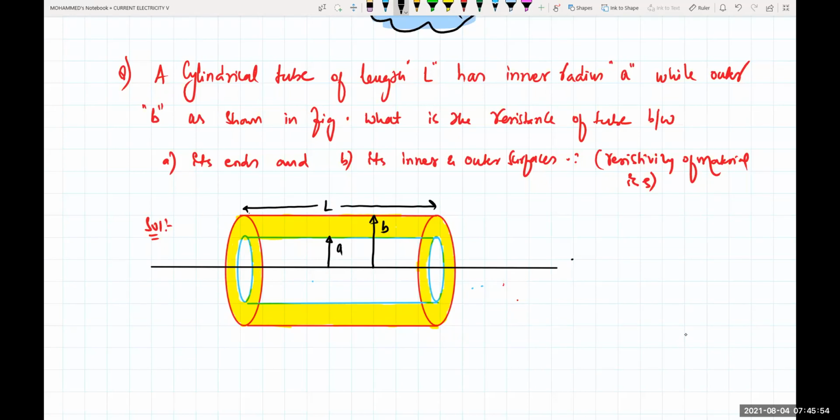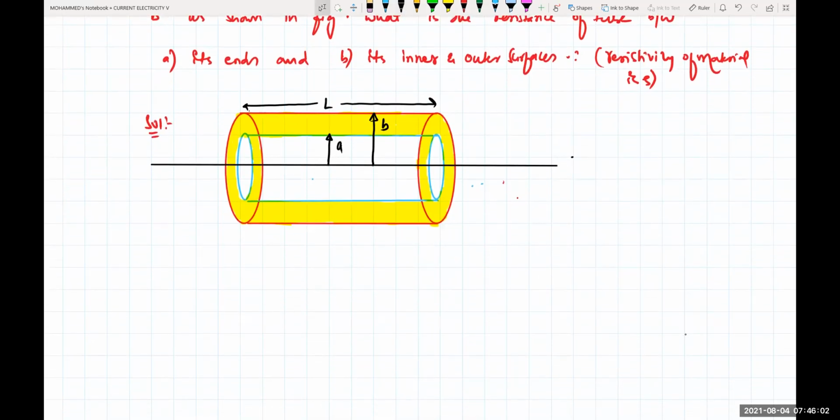Clear? A hollow cylinder has inner radius A and outer radius B. What is the resistance between its ends, and what is the resistance between its inner and outer surfaces? For the inner and outer surfaces, they are asking about the radius A and outer B, and the length L. Is it clear? So first, number A: at its ends, what will be the area?